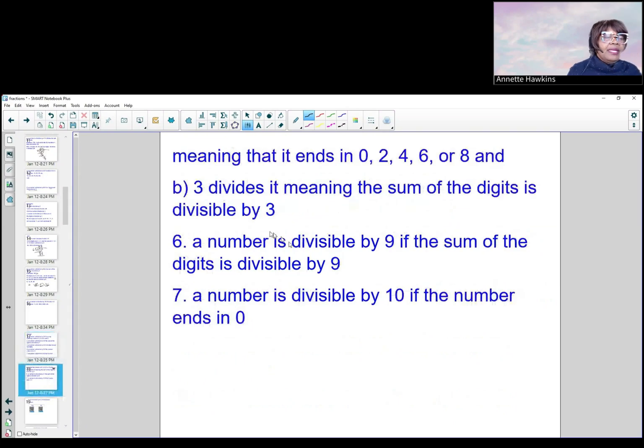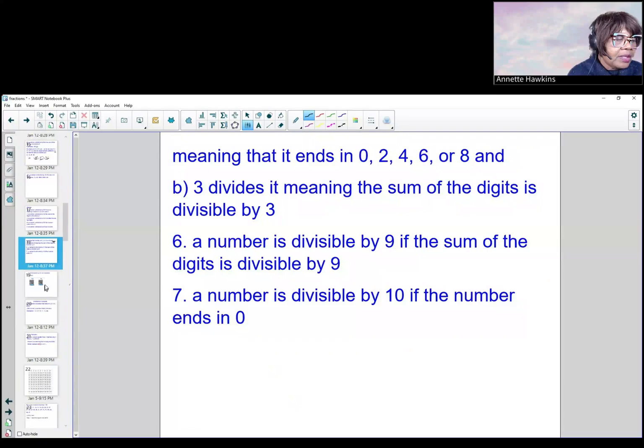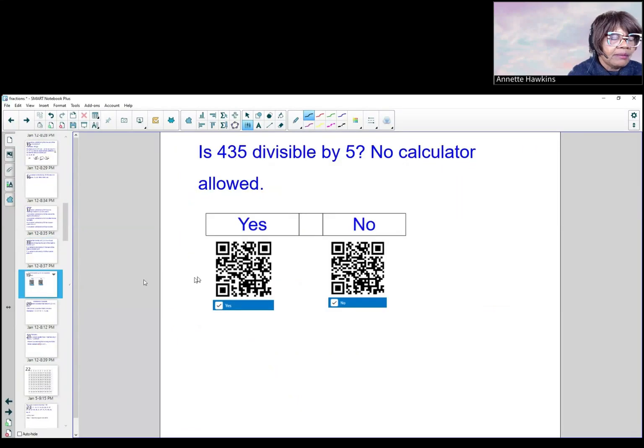A number is divisible by 9 if the sum of the digits is divisible by 9. A number is divisible by 10 if the number ends in 0. So this is just a little test here. Is 435 divisible by 5? We would have to say yes because it ends in a 5.